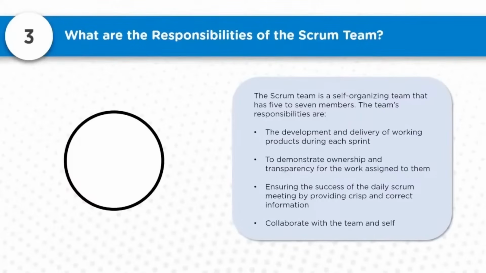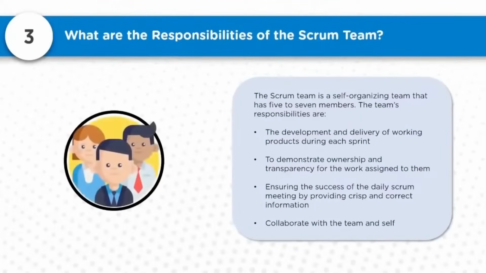They also ensure the success of the daily Scrum meeting by providing crisp and correct information. Scrum has five events, and one of the events which happens daily is the daily Scrum meeting, where the team meets with the Scrum Master. They speak about what they have accomplished since the previous stand-up, and whether there is anything stopping them from moving forward. They give crisp, specific summary updates so that the Scrum Master understands the status. Any specific changes or support required, the Scrum Master discusses separately with those individuals and gets it done.